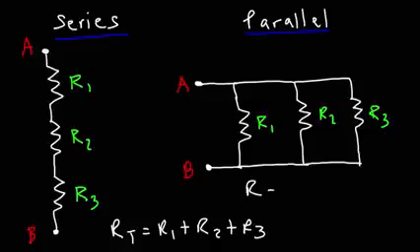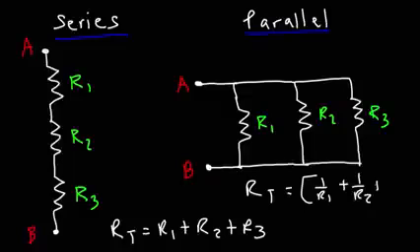To calculate the total resistance, you can use this formula. It's (1/R1 + 1/R2 + 1/R3)^-1. And I'm going to give you an example of that shortly. But right now, I want you to understand something.